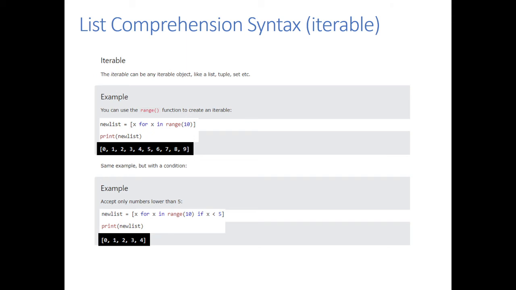Same example but with a condition. Accept only numbers lower than 5. New list is equal to x for x in range(10) if x is less than 5. So this will only accept numbers less than 5. The output will be 0, 1, 2, 3, and 4.